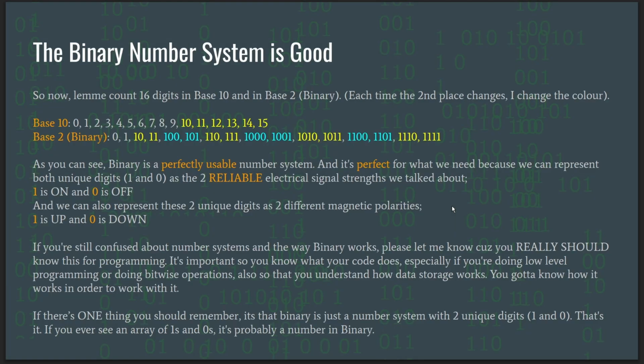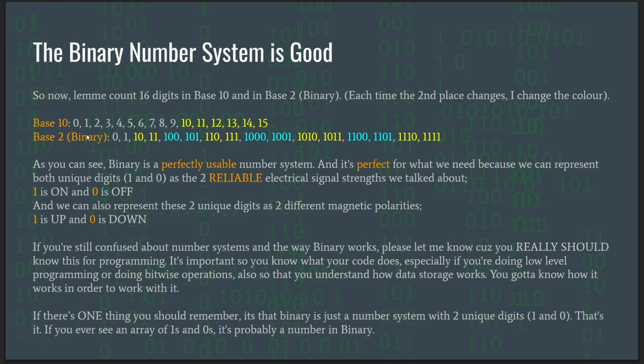The binary number system is good. So let me count 16 digits in base 10 and base 2, otherwise known as binary. Each time the second place changes, I change the color, just so you can see. Base 10: 0, 1, 2, 3, 4, 5, 6, 7, 8, 9, 10, 11, 12, 13, 14, 15. No surprise.